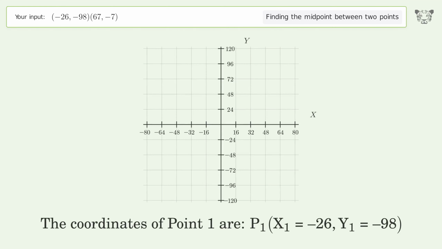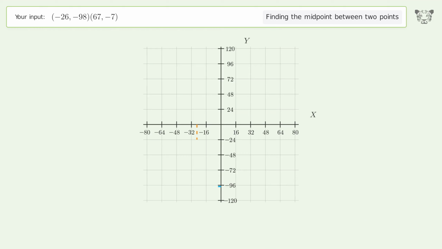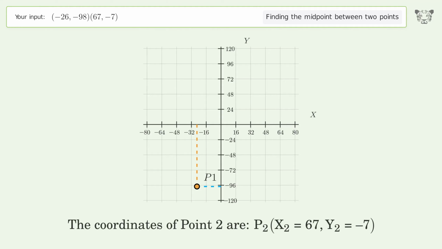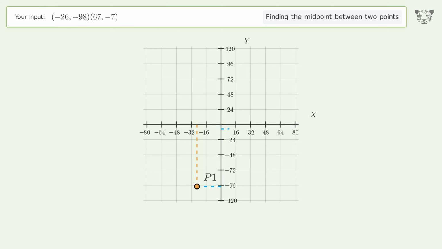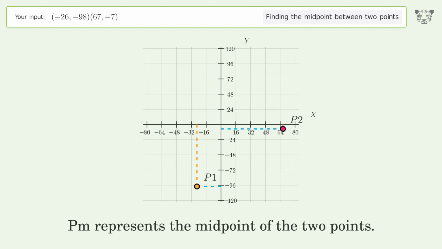The coordinates of point 1 are, x1 equals negative 26, y1 equals negative 98. The coordinates of point 2 are, x2 equals 67, y2 equals negative 7. PM represents the midpoint of the 2 points.